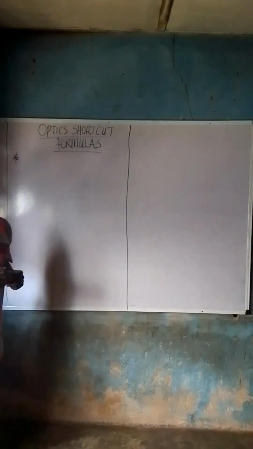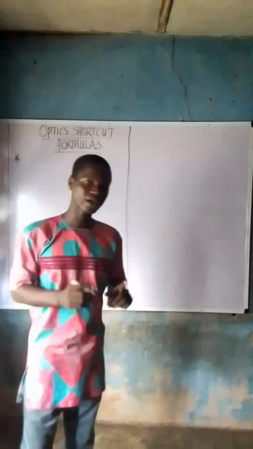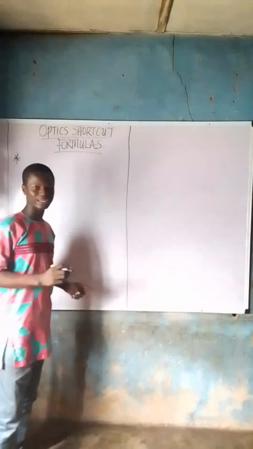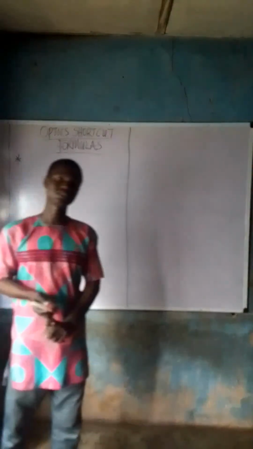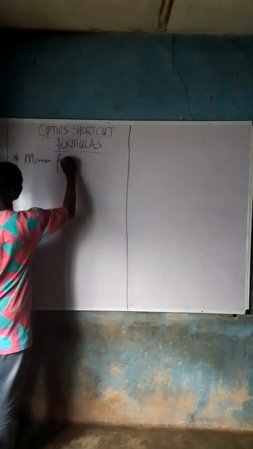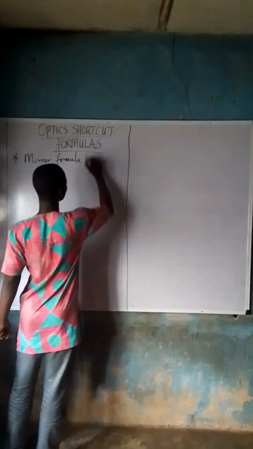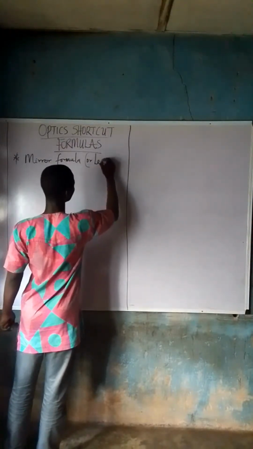What do you call it? Mirror formula and lens formula. It's basically used to find what? Focal length. It can also be used to find object distance and image distance. Okay? Normally, we know that mirror formula and lens formula are both similar.